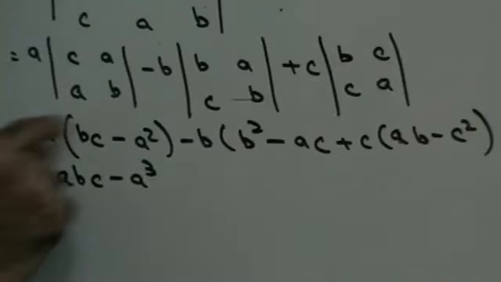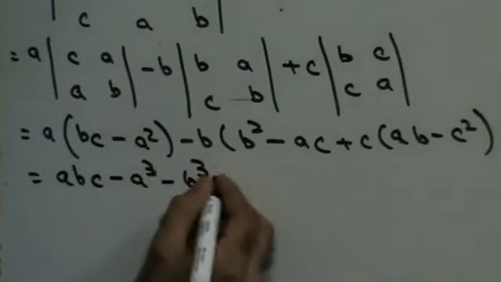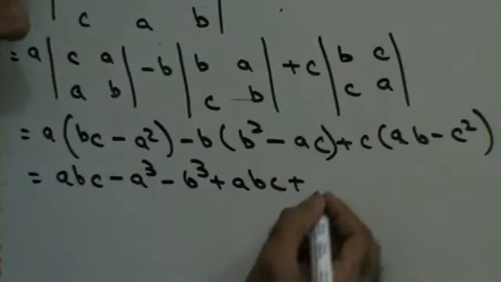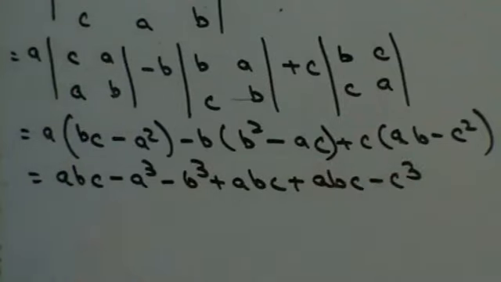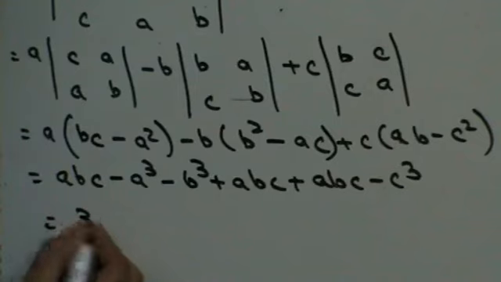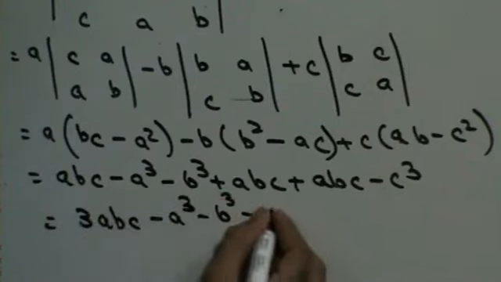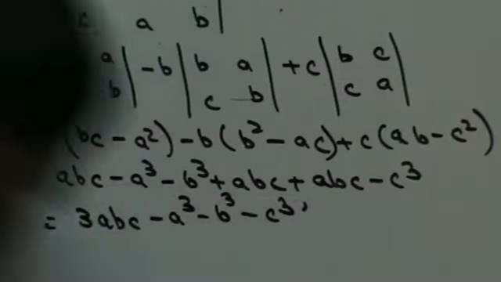When I open the bracket, I have to multiply A with both the terms. Minus B cube, minus into minus plus ABC, plus ABC minus C cube. So this is going to be ABC plus ABC plus ABC, thrice ABC minus A cube minus B cube minus C cube. That will be the answer for that. Next, let's move on to the next exercise.